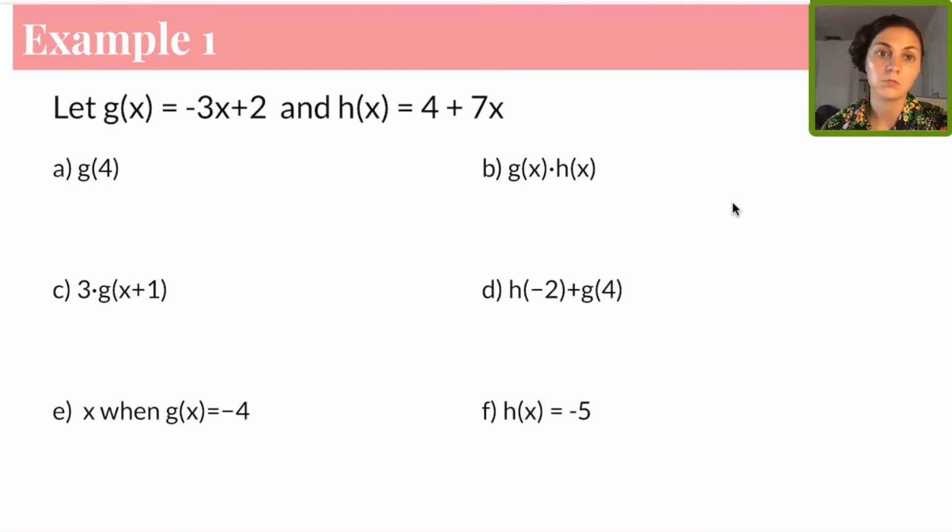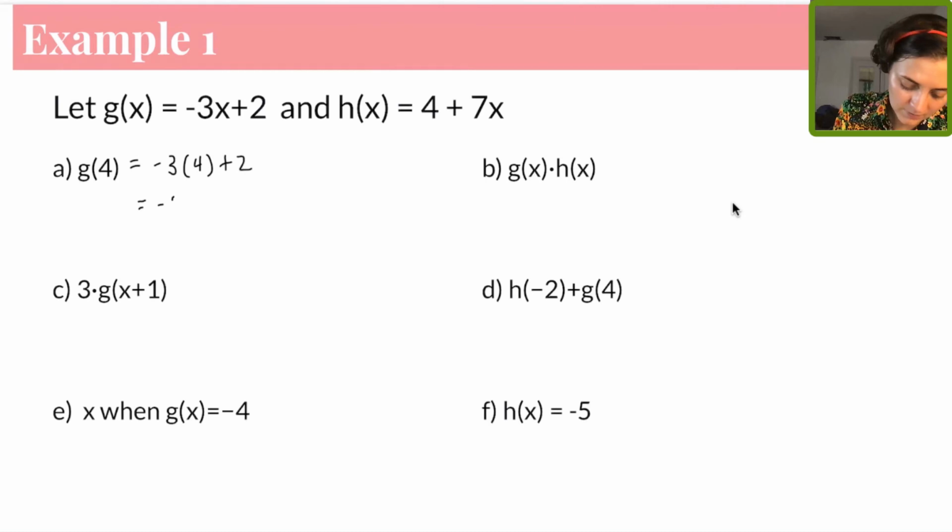So we have 2 new functions. We have g and we have h. So g of x equals negative 3x plus 2, and h of x is 4 plus 7x. And we have all of these cool operations we're going to do. So the first one is just g of 4, and so that means that the value of the input that I'm using is 4. So instead of x, I will write 4. Like that. So this equals negative 12 plus 2, which is negative 10.